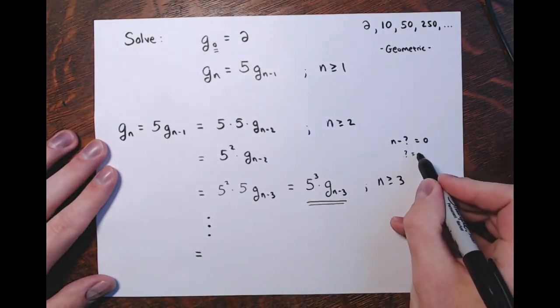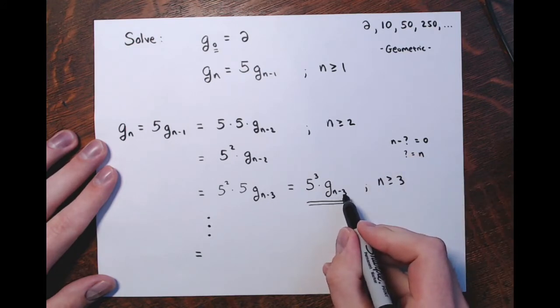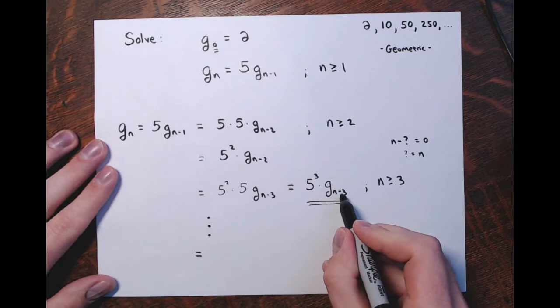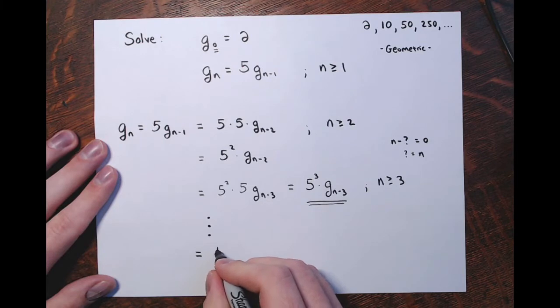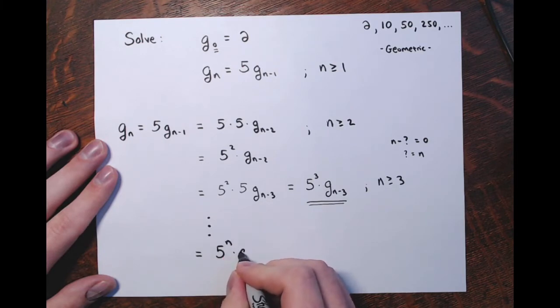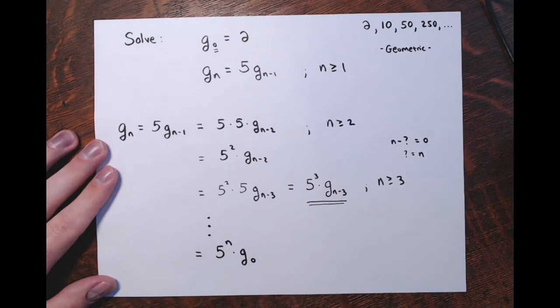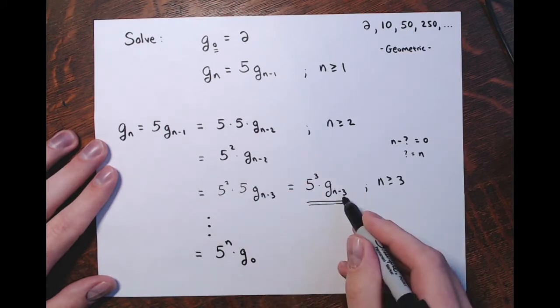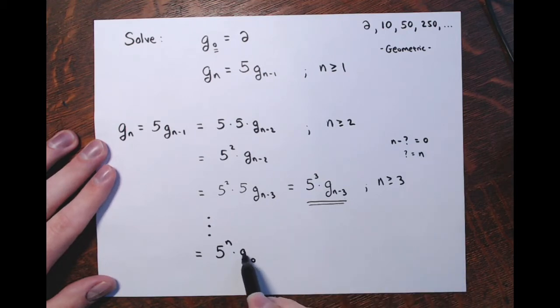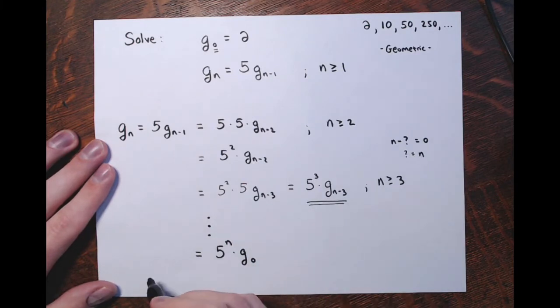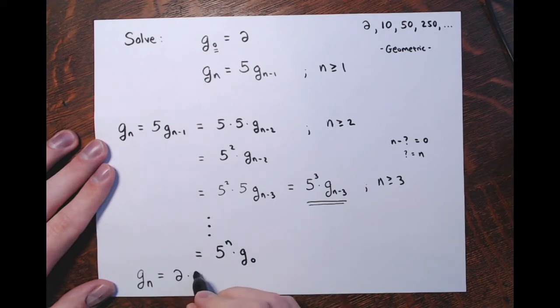So this question mark would need to be n, right? I'm going down to G sub n minus n. And if I go down to G sub n minus n, or G sub 0, then there's going to be a power of 5 to the nth in front. I hope that all made sense. That's just applying the rule n times, or n minus 1 times. And then we know G sub 0. It's 2. So putting this all together, we get G sub n equals 2 times 5 to the nth power.